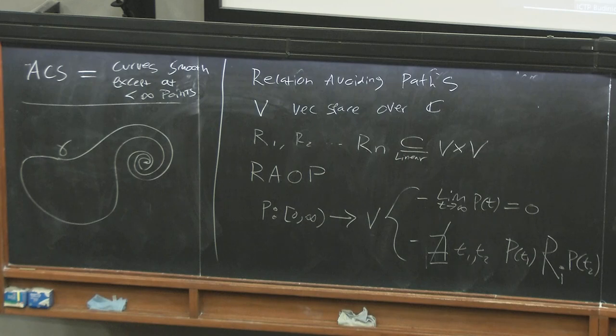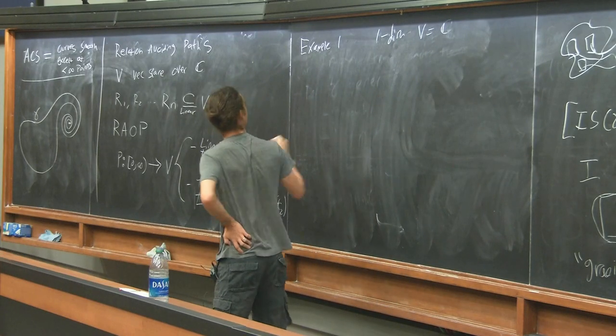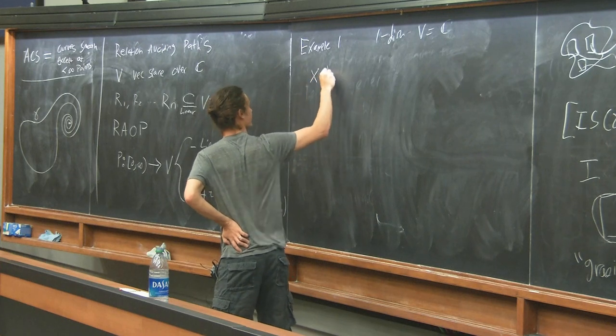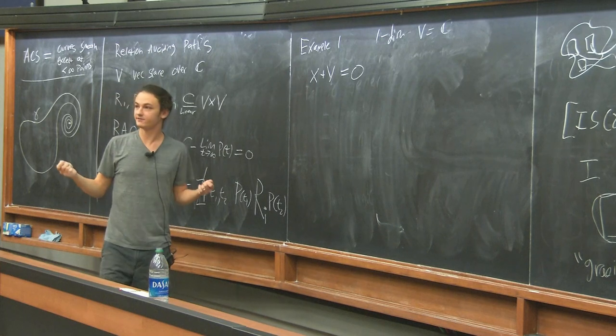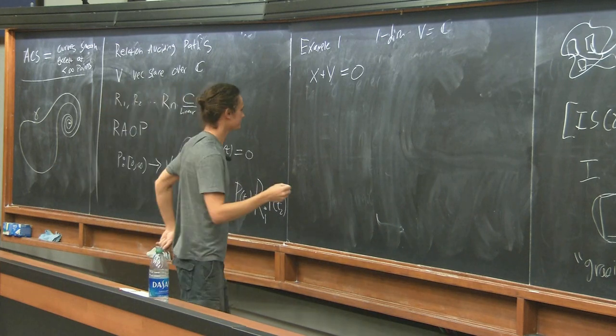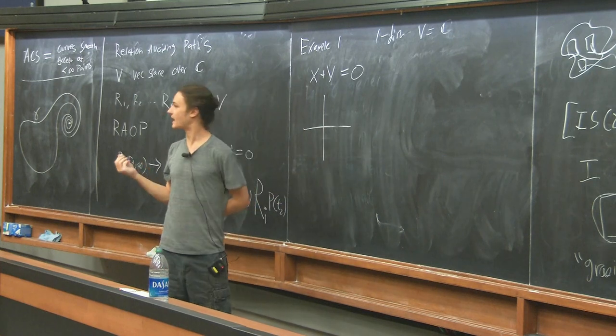So V is just C, right? So what is our relation that we're going to be avoiding? Let's start with something simple: x plus y equals 0. This is a relation. So two things are related if they're negatives of each other. And let's try to figure out what it means for a path to avoid this relation.